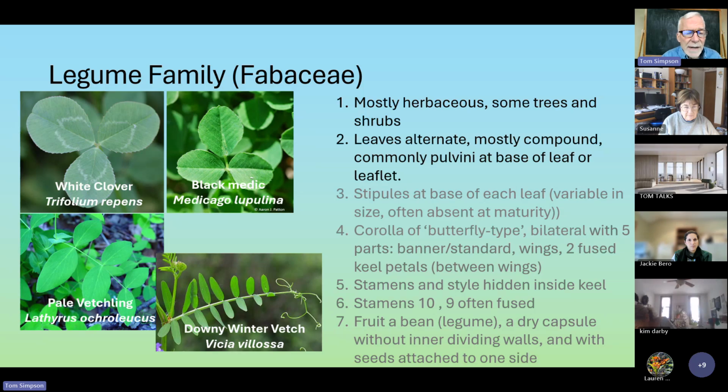Now, in this case, legumes do have some commonality to leaves. It's not perfect, but at least most legumes will have compound leaves, meaning it is made up of several different leaflets. White clover, black medic, really common lawn weed that is in your yard. It has tiny little heads of yellow flowers.